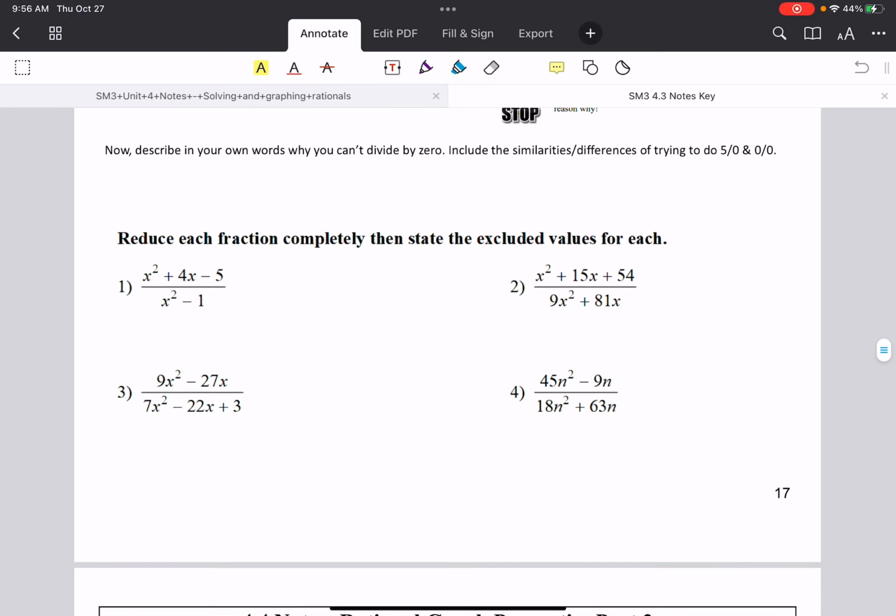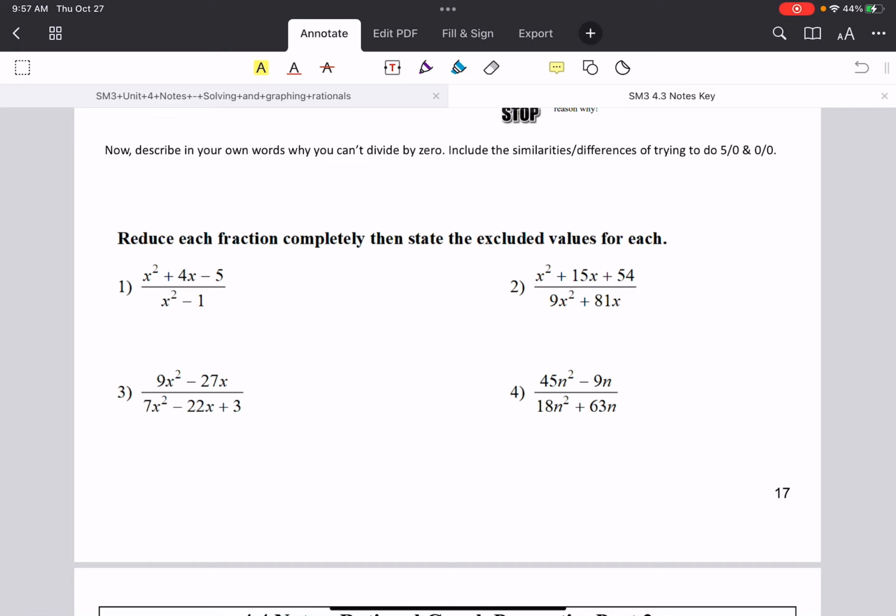Perfect. What about with reducing fractions? What did you say? It's easy? Yeah, it is. What is the first step? Factor. Finding GCFs and factoring. Good.